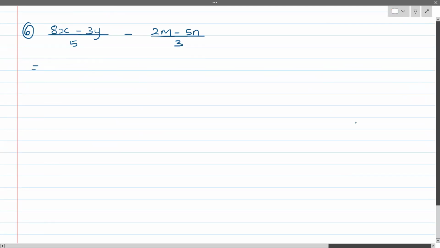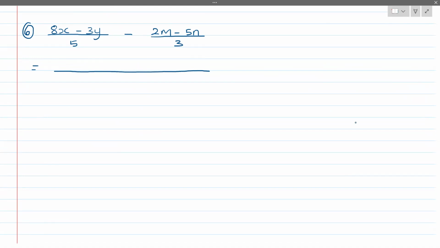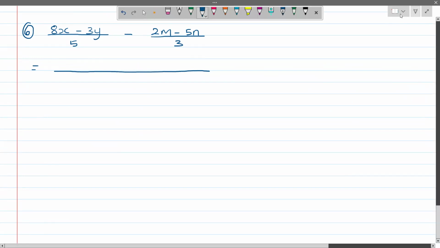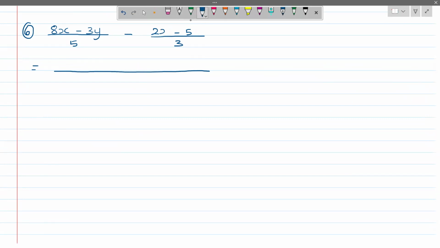Right, so we're switching it up a little bit. Now we have 8x minus 3y over 5 minus 2m minus 5n. Sorry, I want this to be the same letters. So I'm going to change this to x and a y. Right, minus 2x minus 5y over 3. So again, we're finding the LCM of 5 and 3. That's pretty simple. That's 15. We would say 5 into 15 would give us 3.